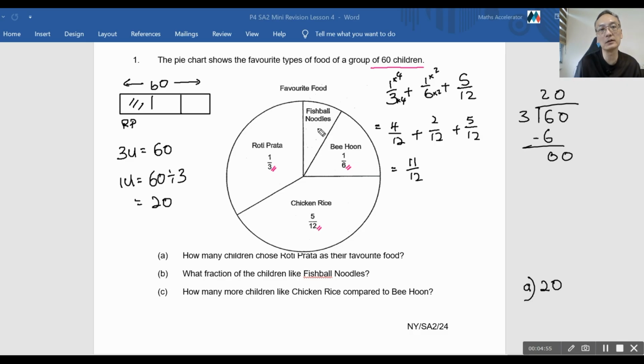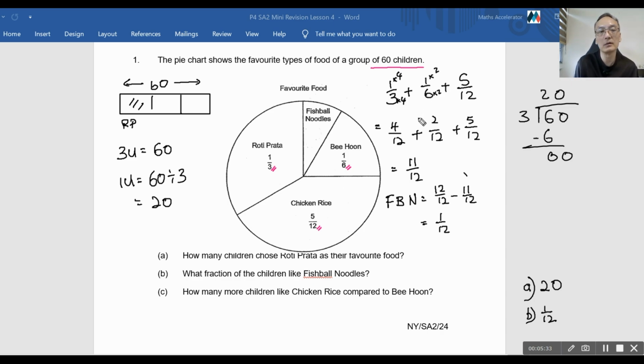So in order to find the fishball noodle, which is this one, we will take 1 whole, which is 12/12, minus 11/12, and we will arrive at 1/12. So part B, the fraction, is 1/12. Okay, part C, how many more children like chicken rice compared to bee hoon? So chicken rice is 5/12, bee hoon is 1/6.